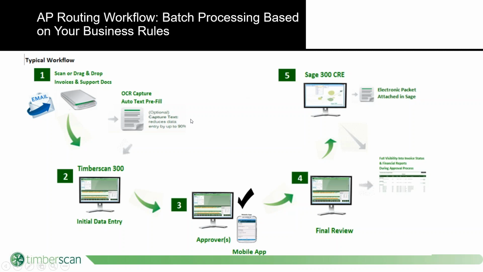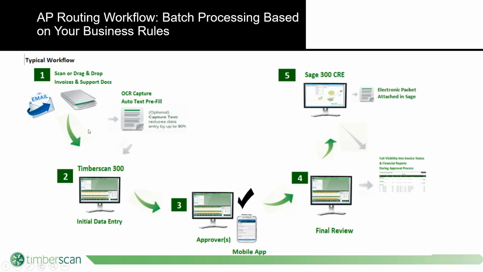When the checks are cut, again, we have the ability to attach the check to the invoice, regardless of whether you're printing them out on check stock or using something like Create a Check, and then we can just attach them electronically. Ultimately, it creates a packet in Sage 300 that you can also see in Timberscan, where you're able to see the invoice, any of the supporting documents, and the check all together.